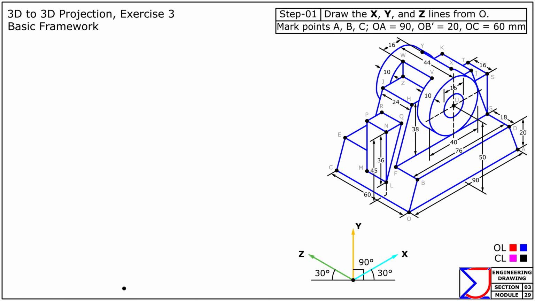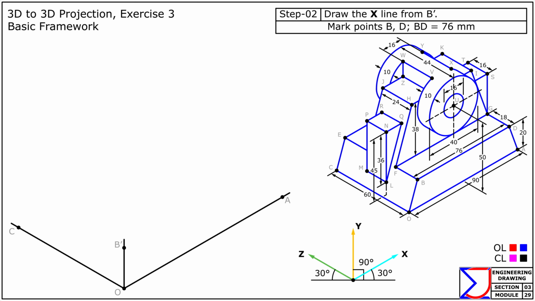Start at the origin, labeled as O. From this point, draw 3 lines parallel to the X, Y, and Z axes to define the isometric plane. Now, mark points A, B', and C at their respective distances from point O, as per the given dimensions. Next, focus on the open ends A, B', and C to complete the framework. At point B', draw a line parallel to X-axis.